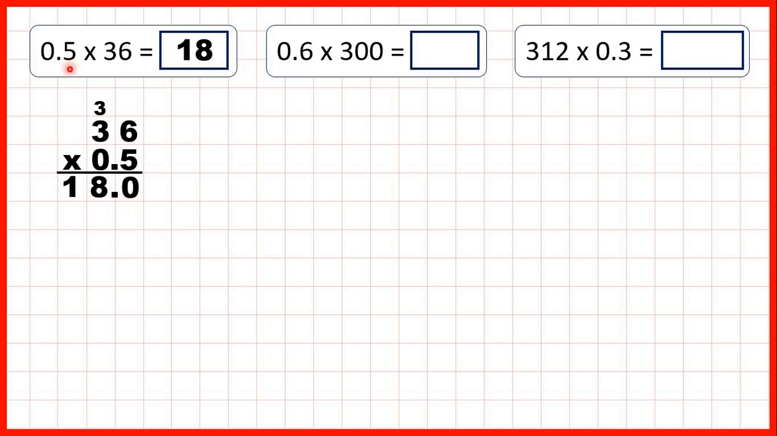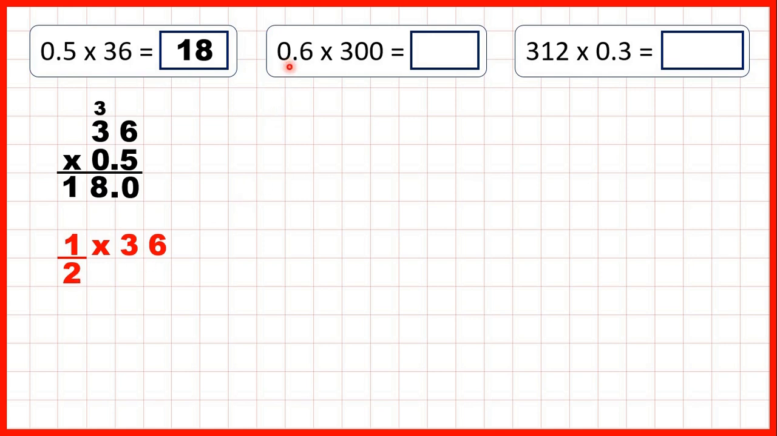Now the other way of thinking about 0.5 times 36 is changing the 0.5, so changing the decimal into a fraction. We know that 0.5 is the same as 1/2, so we could have worked out 1/2 times 36, so just done 36 divided by 2.